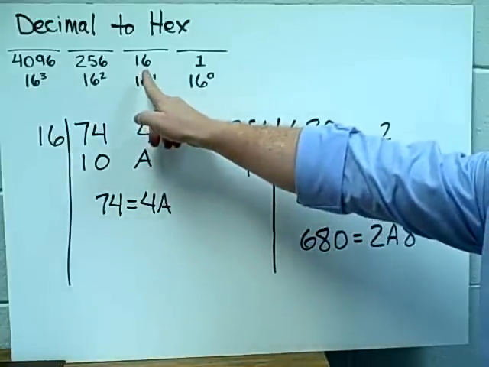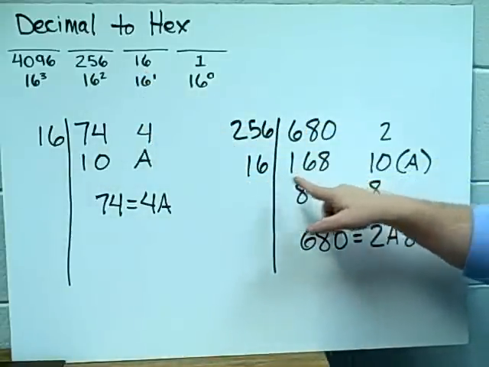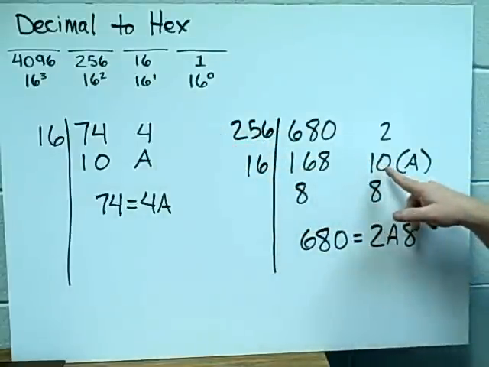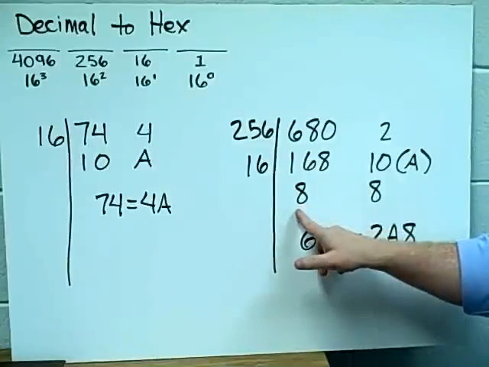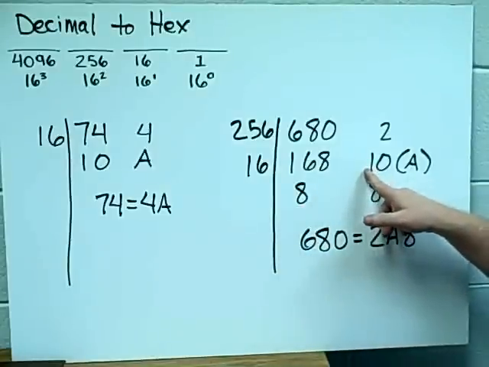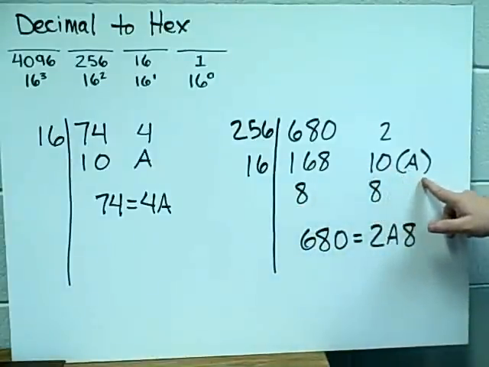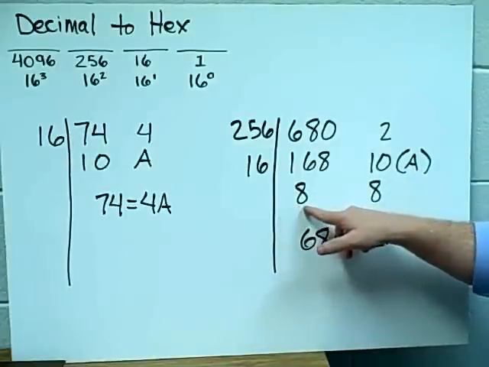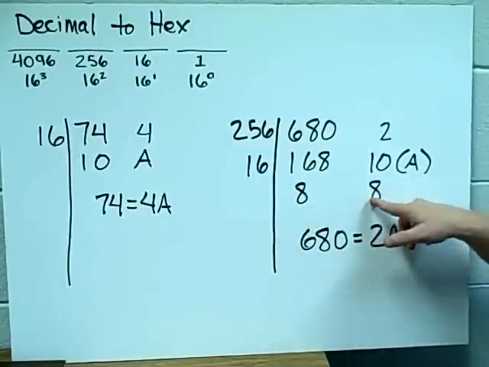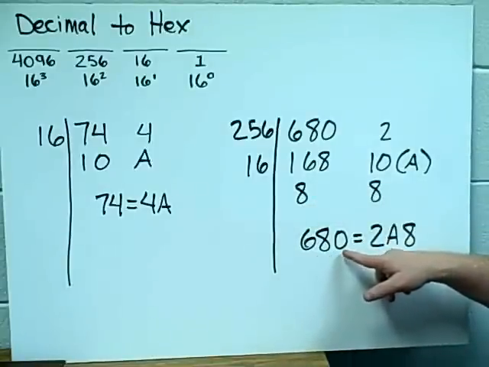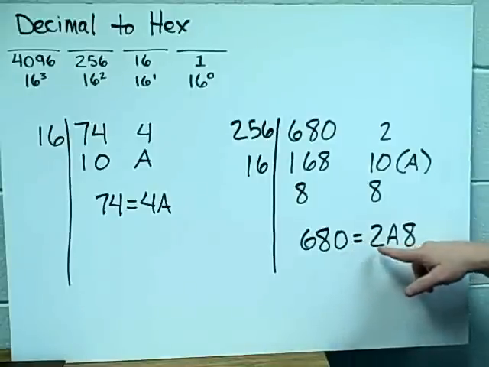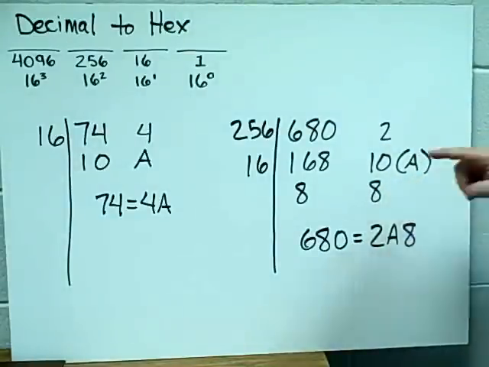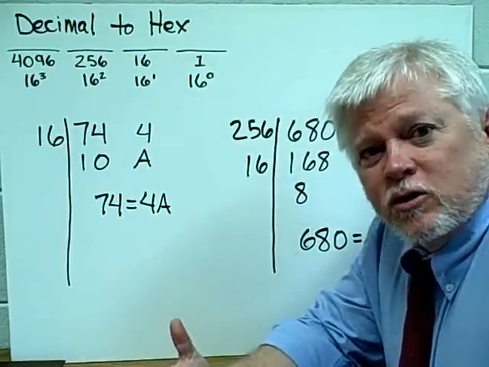So now we're working on our second digit. We divide 168 by 16. 16 will go into 168 10 times with a remainder of 8. And remember that 10, again, in the hex system is represented by the letter A. And our final remainder is just the single digit 8. And in the hex system, it's the same. So the number 680 in the decimal system converts to 2A8 in the hex system. 2A8. So that's an introduction to the hexadecimal system.